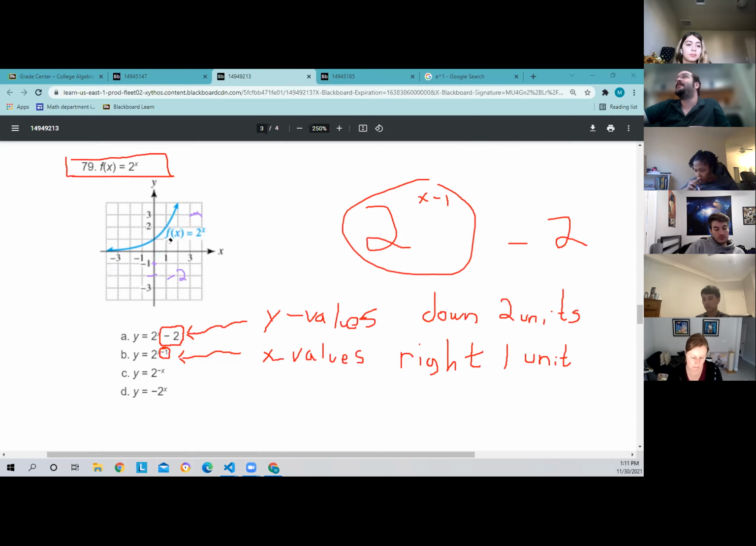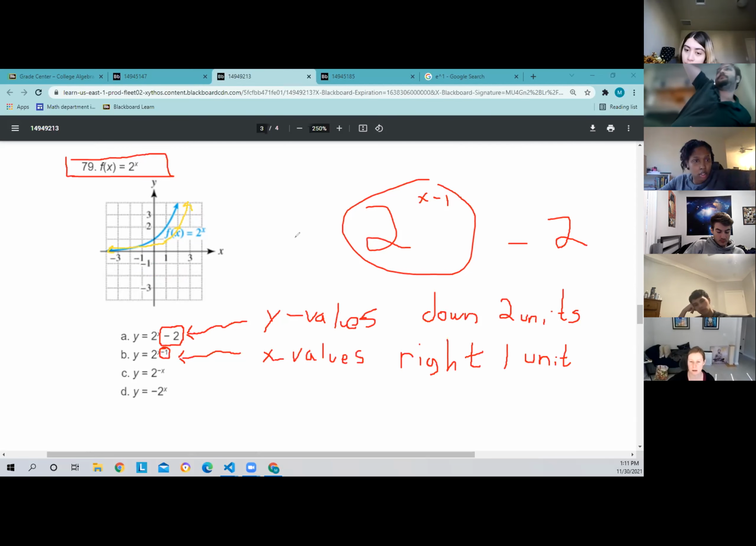The other one is moving what, right 1? So my asymptote's still going to be at the 0, but everything's going to get moved basically to the right 1. So right here, somewhere along here, everything gets moved to the right 1. Okay.